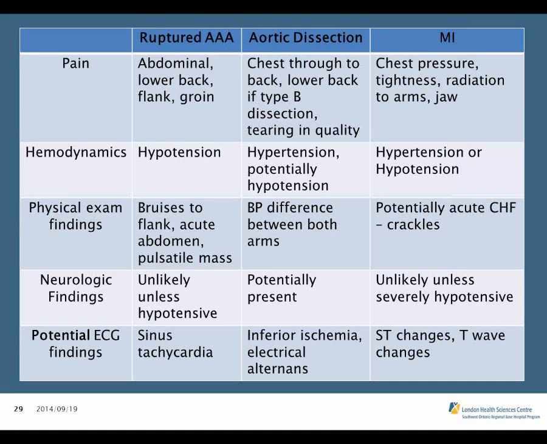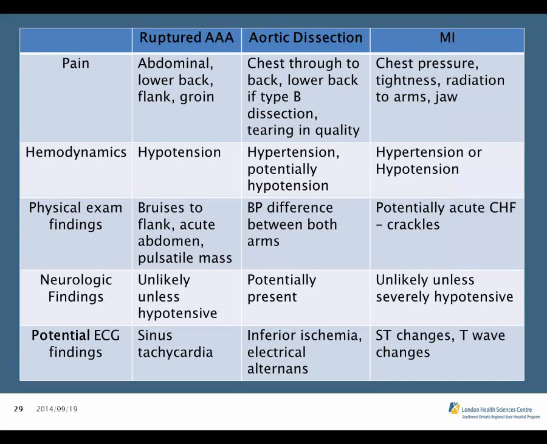With a ruptured AAA, most often you'll encounter hypotension, whereas with aortic dissection, initially the patient is usually hypertensive, then potentially might go hypotensive if they encounter one of these complications, such as a tamponade or even a rupture into the thoracic cavity. On physical exam, you might encounter bruises to the flank, an acute abdomen, a distended tender abdomen with a ruptured AAA. You might also encounter a pulsatile mass. Whereas with aortic dissection, really the one key thing you can find on physical exam is the blood pressure difference between both arms.